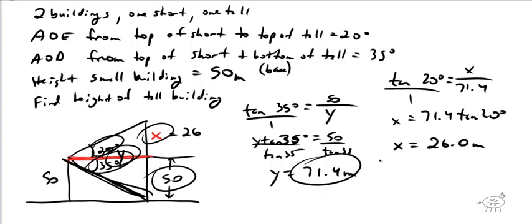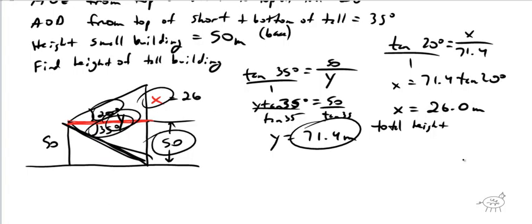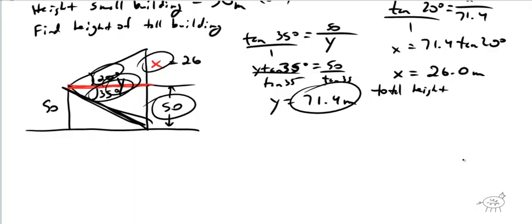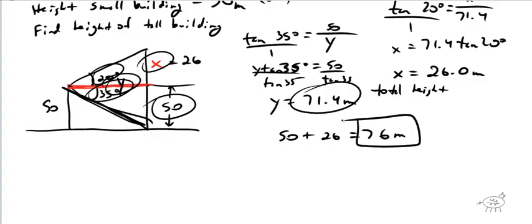And so then the total height, of course, is the short building plus that part on top. So it's basically going to be 50 plus 26, which is 76 meters. Don't forget your units. Okay, so that's this whole height right here.